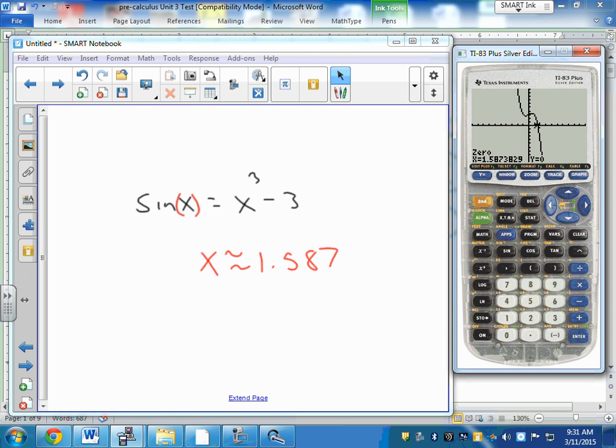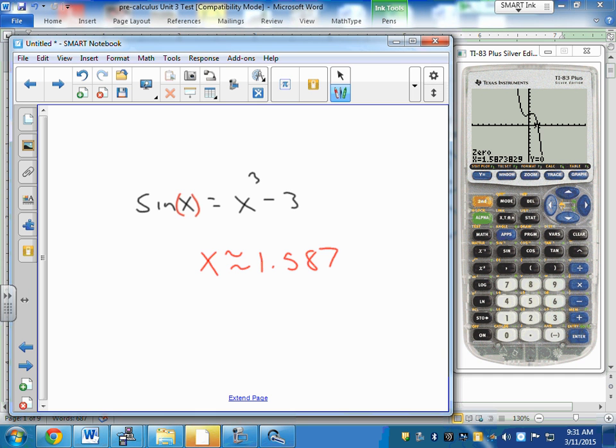So here, 1.587, the 10,000th place is a 3, right? So we're just going to drop that, and then there's our answer. So yeah, get used to rounding accurately.